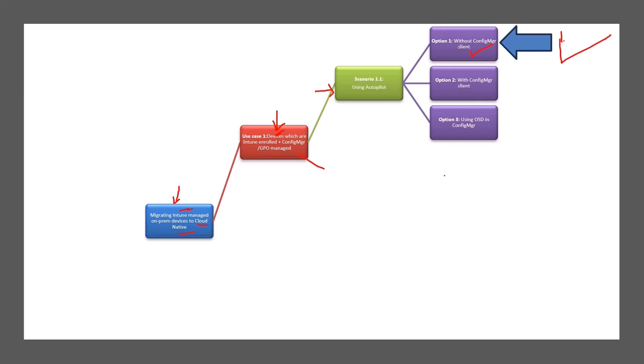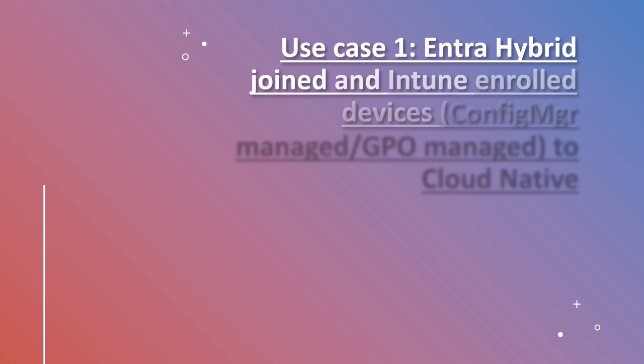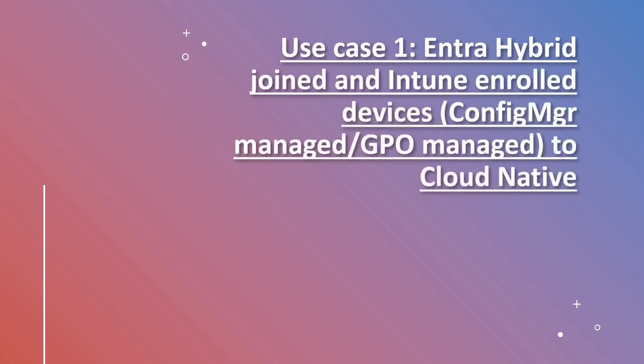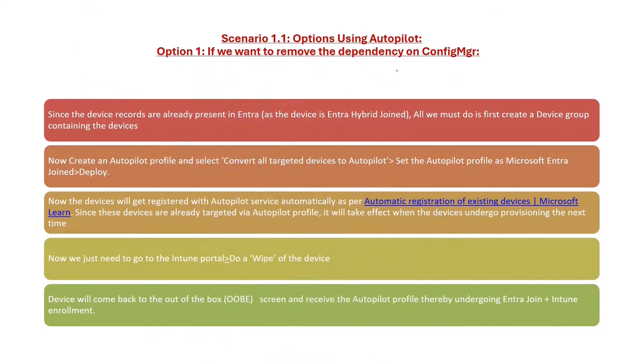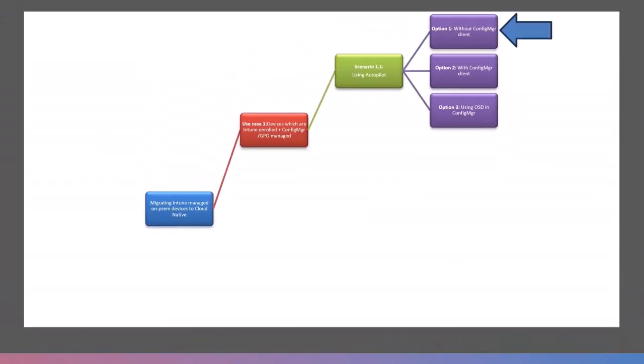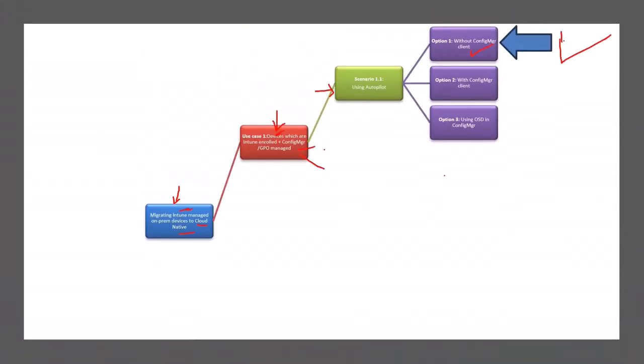Let's say that you want to go with this approach. How do you exactly follow this approach? So our use case one is Entra hybrid joined and Intune enrolled Windows devices, irrespective of whether they were managed via config manager or via GPO. We need to migrate these devices to cloud native, and we are right now using the option of autopilot. Okay, so our devices right now are already hybrid Azure AD joined, right? That is what our previous diagram was saying. The devices over here are hybrid Azure AD joined.